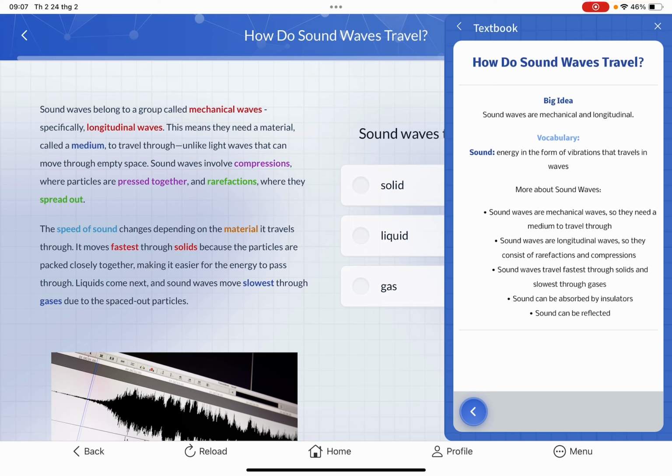Same with liquid. If solid is the fastest, because solid makes it easier for the energy to pass through, then liquid comes next. So it's kind of in the middle, and then there are gases, which are the slowest because of the spaced out particles.